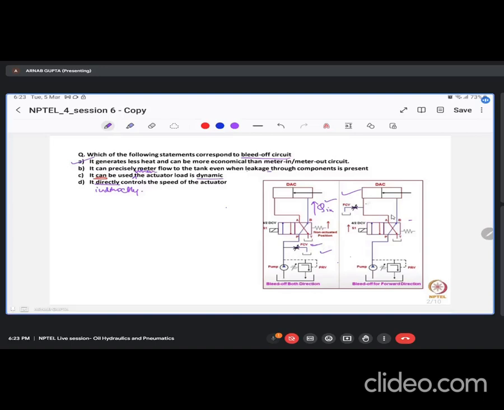Whereas here you can see that you are controlling the Q out. That is the amount of oil that is flowing out of the actuator during the return stroke. Again, if I had said that it is during the forward stroke, then this would be completely reversed.